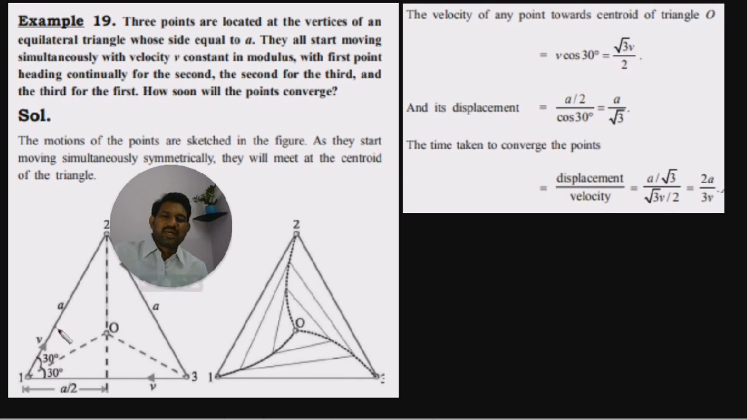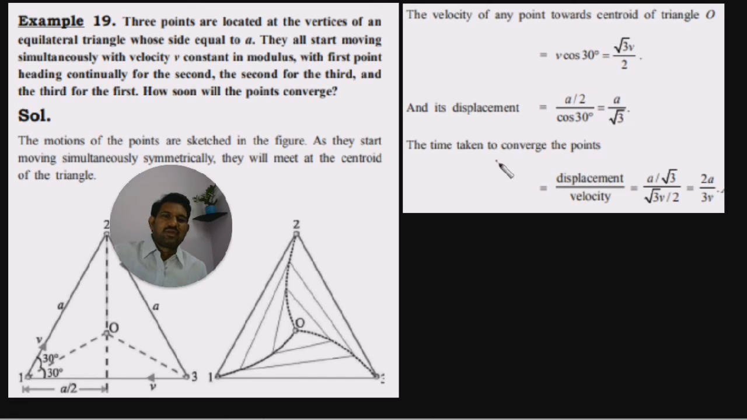And the displacement we are writing here. Initially the particle is here and finally they are meeting at this centroid, right? So the displacement of this particle is nothing but this distance you need to find here. The distance of this vertex from the centroid is nothing but a by root 3. If you don't know that, you can use this triangle and calculate this. Cos 30 you can apply here. This side is a by 2, and then you need to find the hypotenuse of this right angle triangle, right? And so that is a by root 3 you will get.